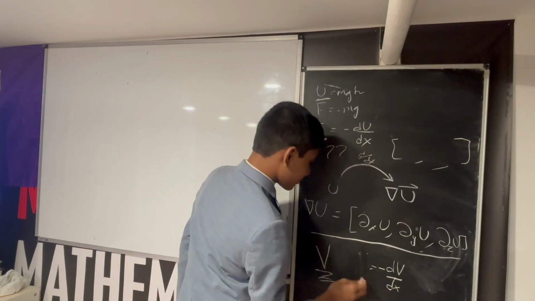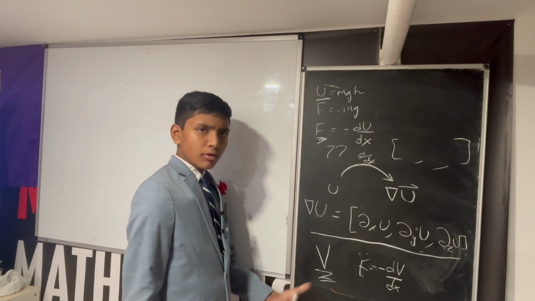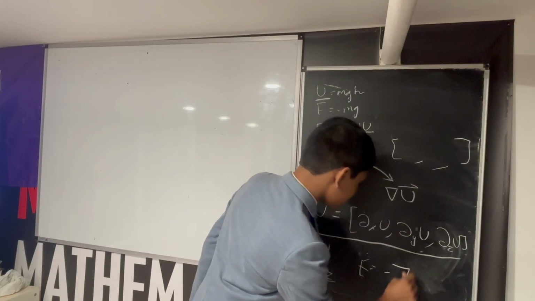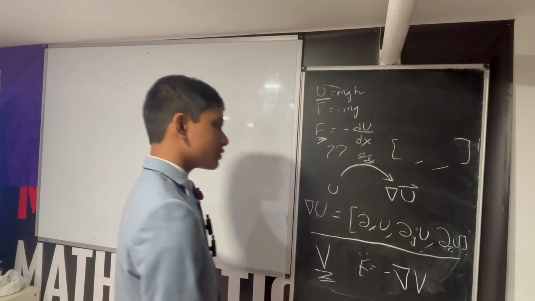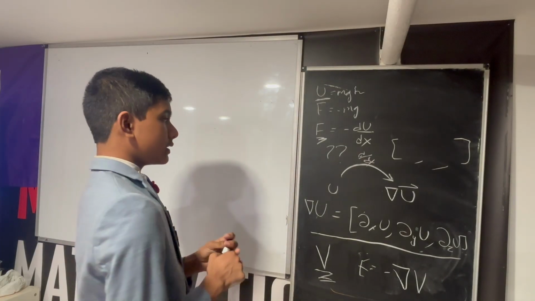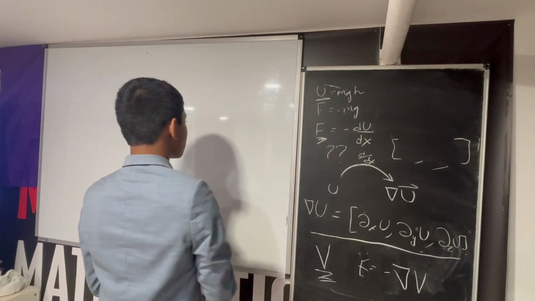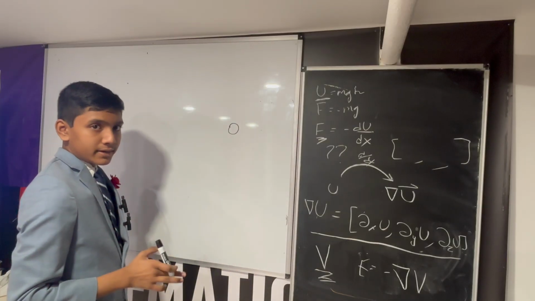Actually, the electric field. So what are the properties of this potential? This is going to be minus gradient. What are the properties of this potential? Well, first of all, consider the electrostatic charge. Just a static particle, right?